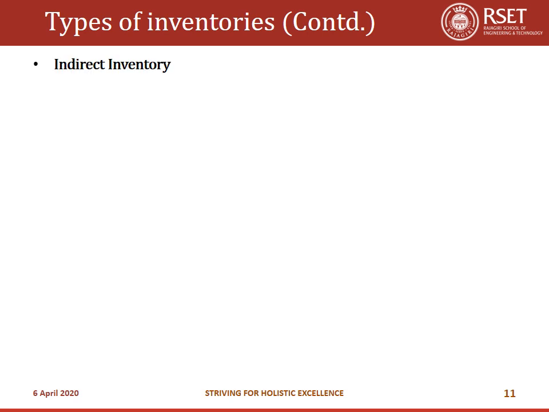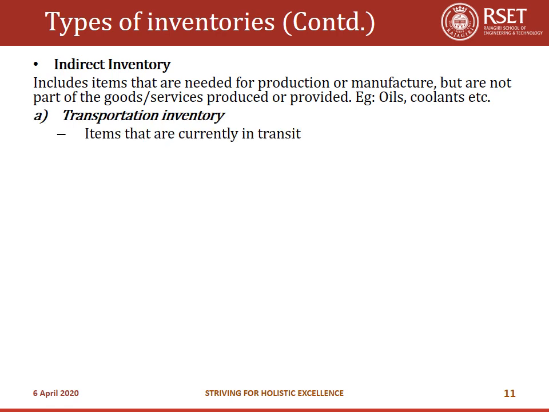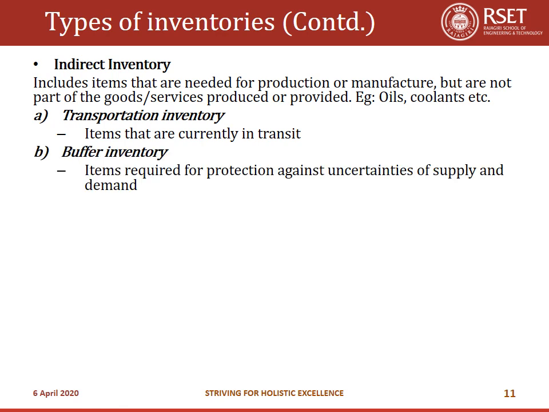On to indirect inventory. Indirect inventory are the items or goods that are needed for production or manufacture, but they're not part of the goods or services that are produced or provided. For example, you use oils in your product, you use coolants in your product. However, they are not going to be part of the product when the final product is delivered. They're only used during the production stage or the manufacture stage. Such inventory is known as indirect inventory. An example is transportation inventory, items that are currently in transit.